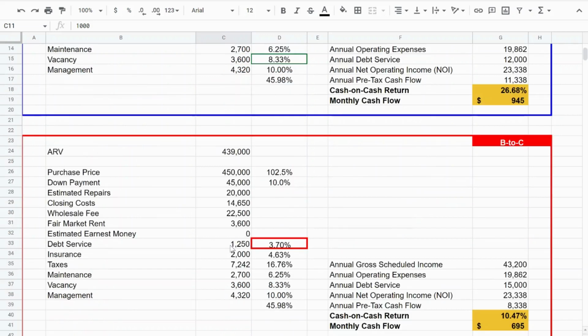On the B to C side, it's exactly the opposite. This $1,250 that they're paying is 100% interest. It's an interest-only payment, and that works out to be exactly 3.7% interest annually. That's great, right? Because that means the loan balance to this investor, which works out to be $405,000, $450,000 minus $45,000, so $405,000, won't change a penny in year 1, year 2, year 10, because they're not paying anything towards the principal. They're only paying interest.